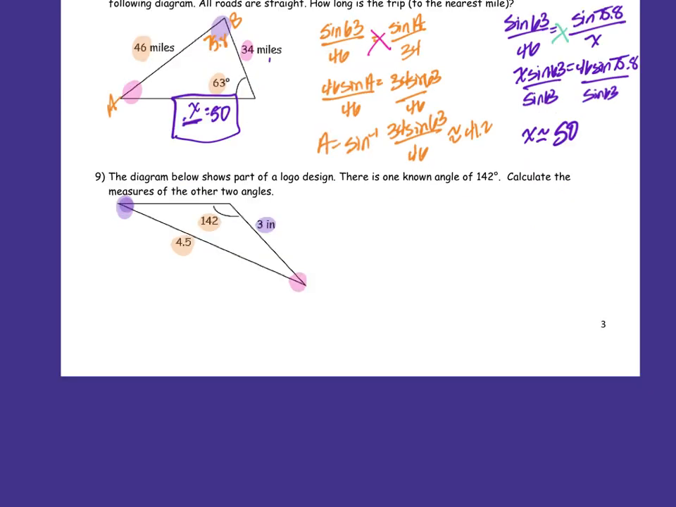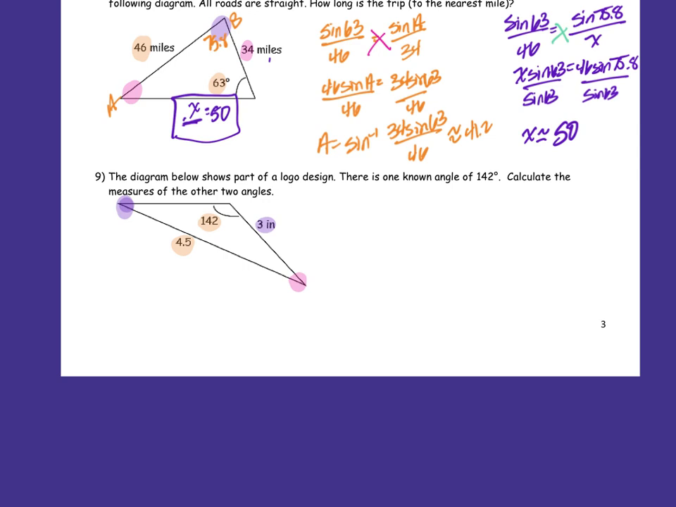Guys, since we're running out of time today, I'm going to go ahead and do this problem and finish it out, and then we'll talk about what's going to happen. So we'll probably finish this lesson tomorrow.